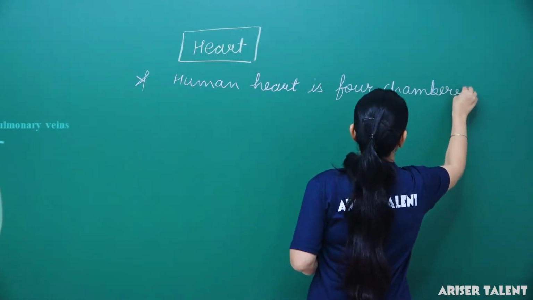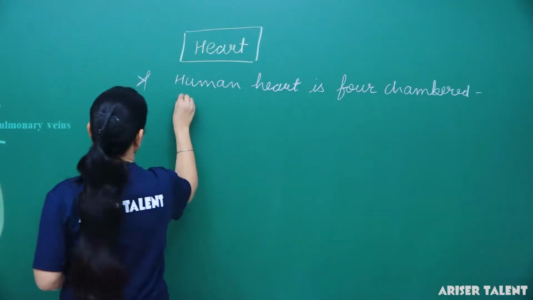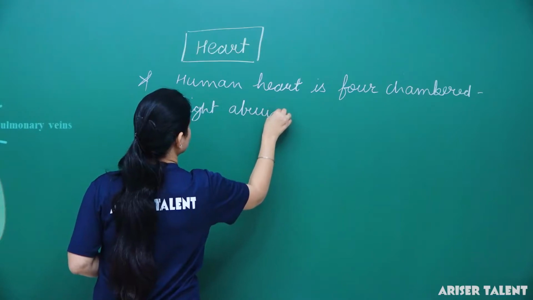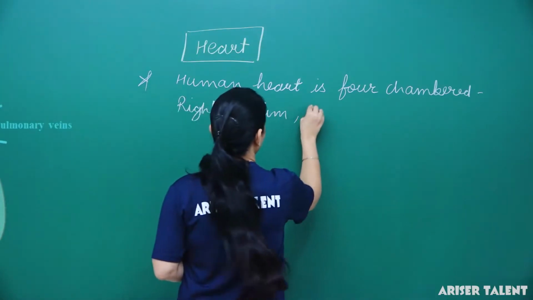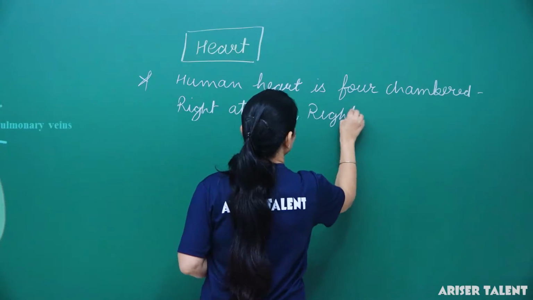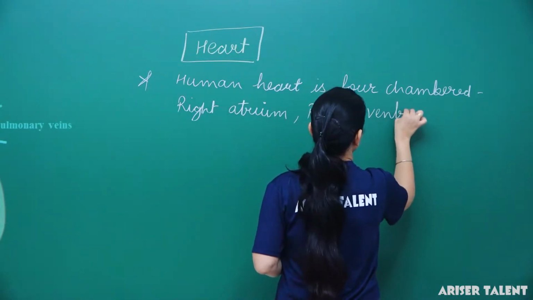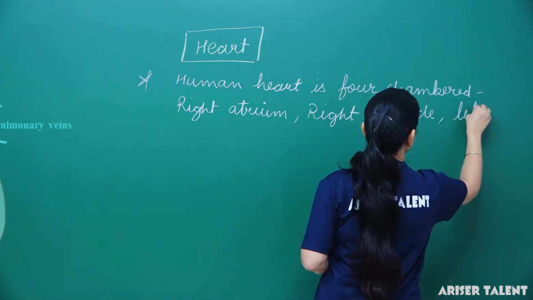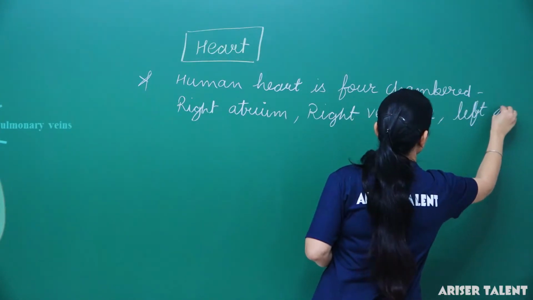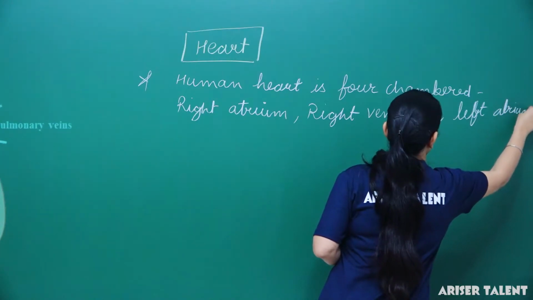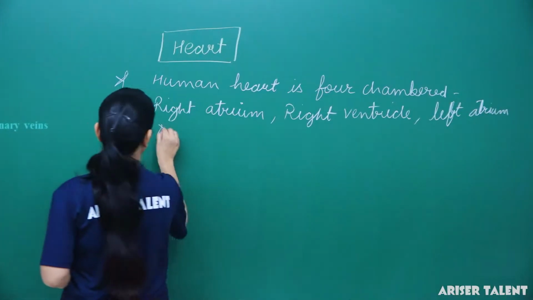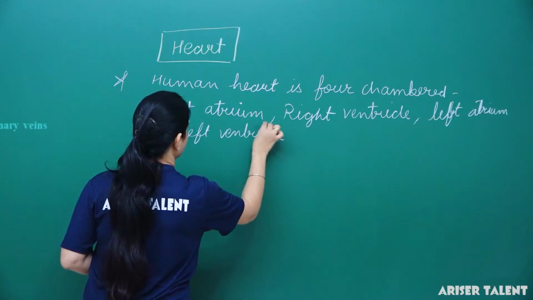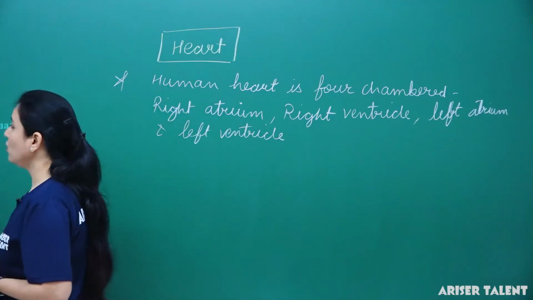These are the right atrium, right ventricle, left atrium, and left ventricle. Okay, so these are the main 4 chambers of the human heart.